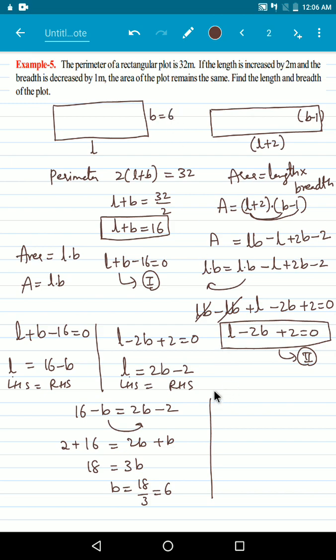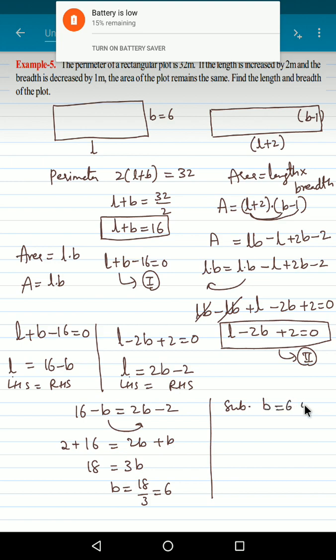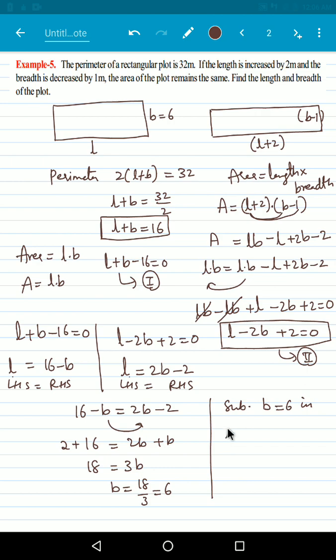All right, so let us substitute b is equal to 6 in the first equation. It was L plus b is equal to 16. So L plus 6 is equal to 16. So L will be equal to 16 minus 6, which is equal to 10. So length is 10 and breadth is 6. Okay, this is the solution.